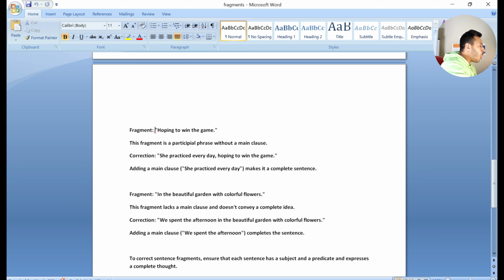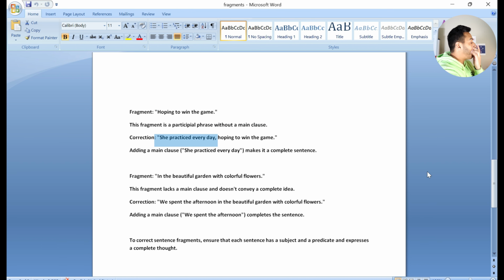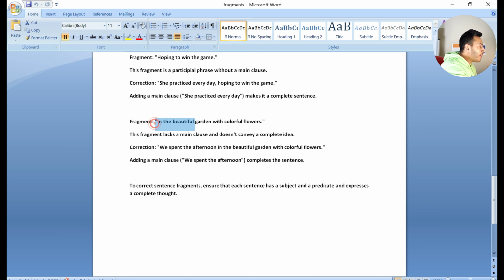One more example, hoping to win the game. She practiced every day, comma, hoping to win the game. In the beautiful garden with colorful flowers. What is this?